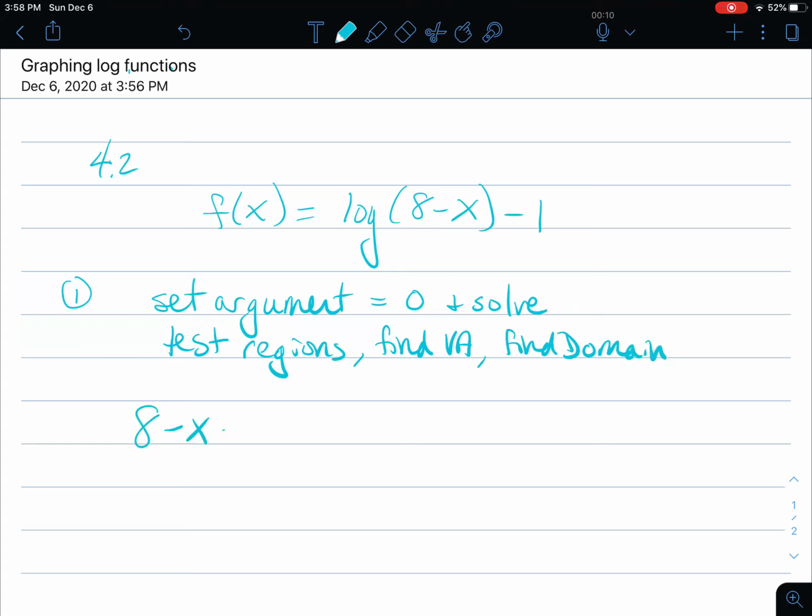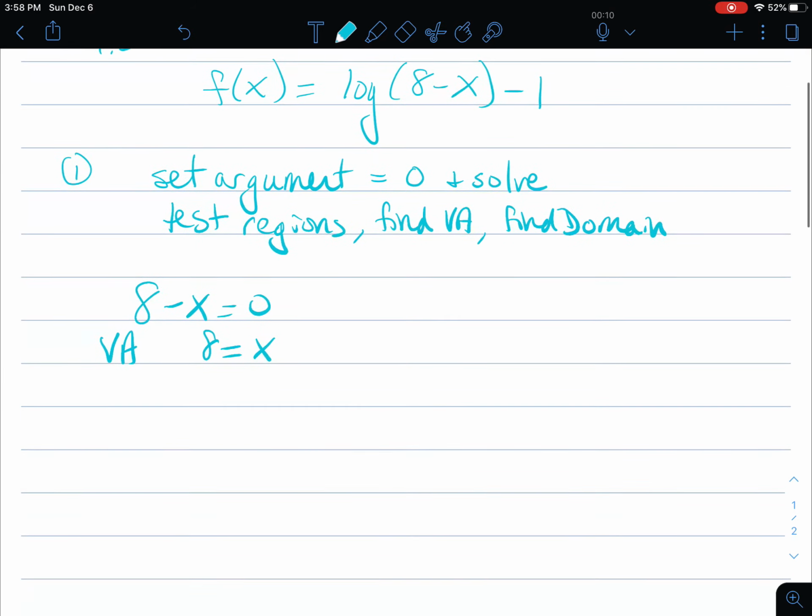So 8 minus x is equal to 0. I add x to both sides, and I get 8 is equal to x. Now, this is the vertical asymptote. So when I go to graph, I will be dashing that in. What I want to see from you is the number line with the value we are not able to use, because remember, we can only take the log of a positive value, not of 0. If I plug that in for x, I'm going to get log of 0, which we can't do.